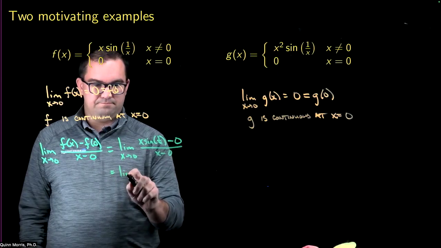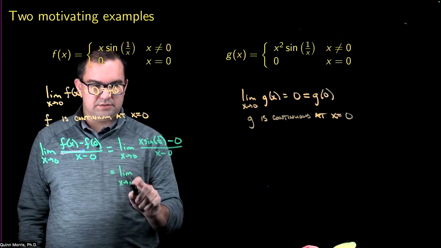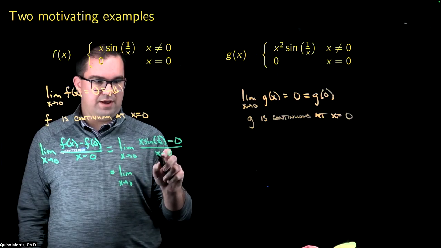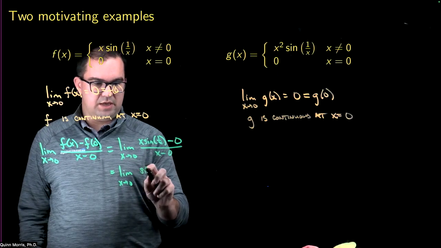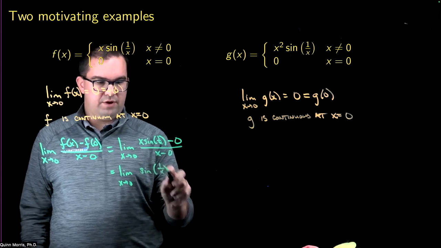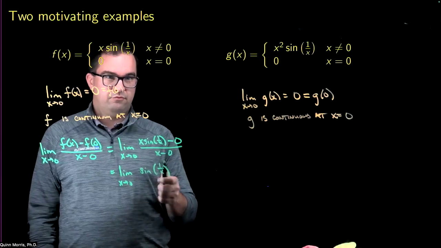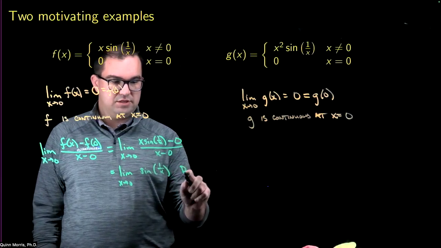This will be the limit as x goes to 0 of x times sine of 1 over x divided by x, or just sine of 1 over x. And now as x approaches 0, this is oscillating more and more rapidly. This limit does not exist.